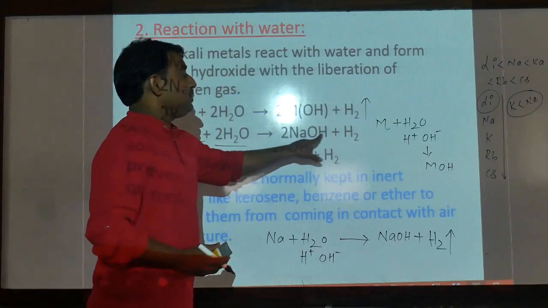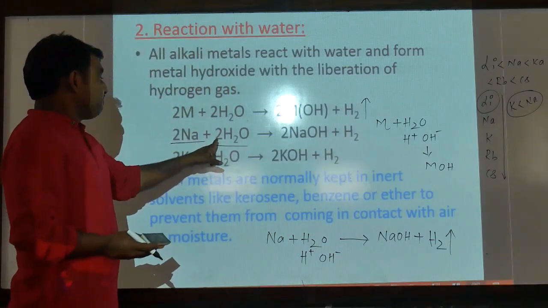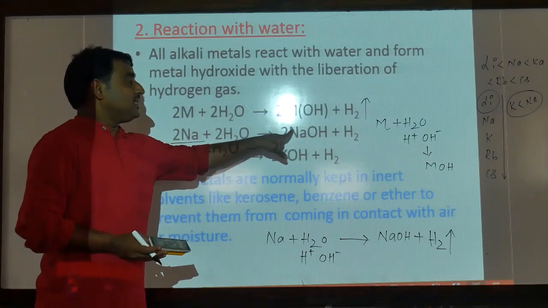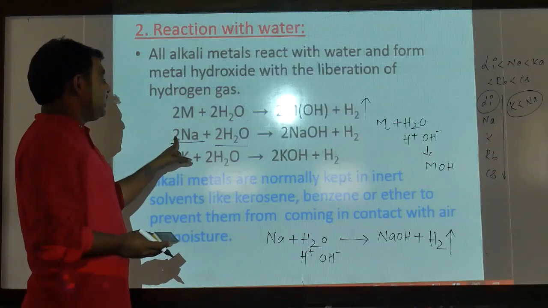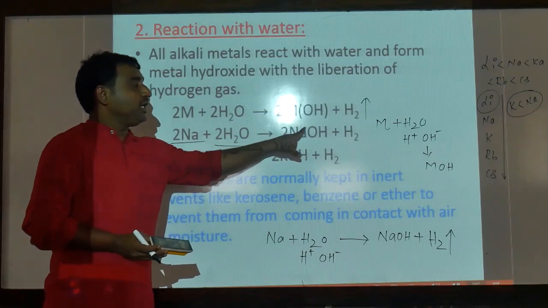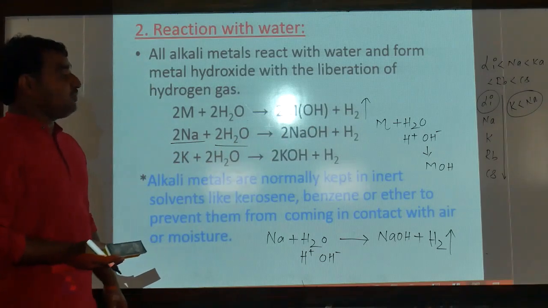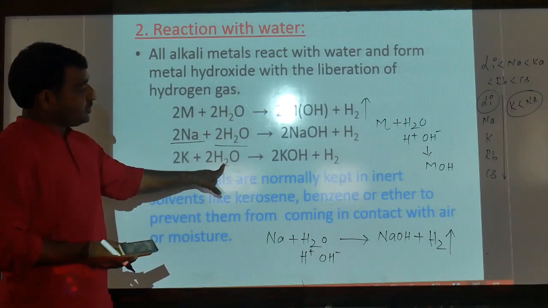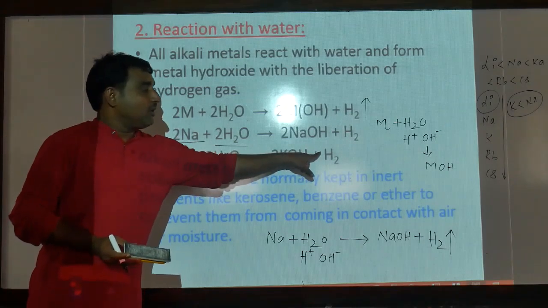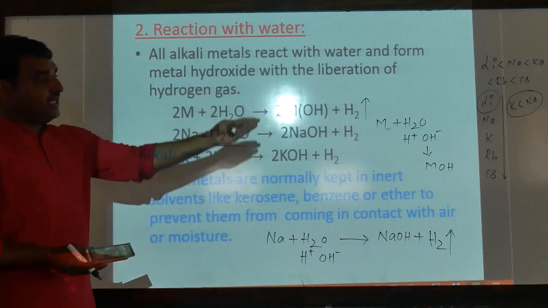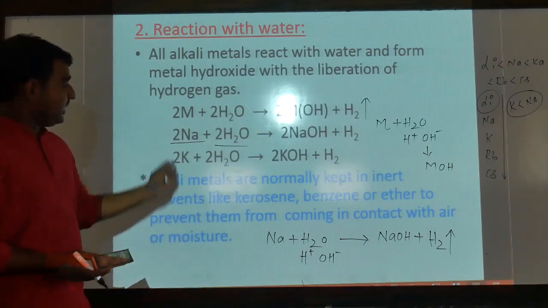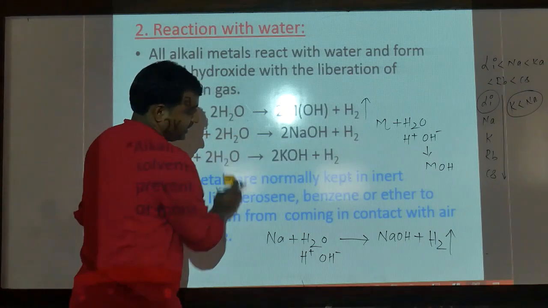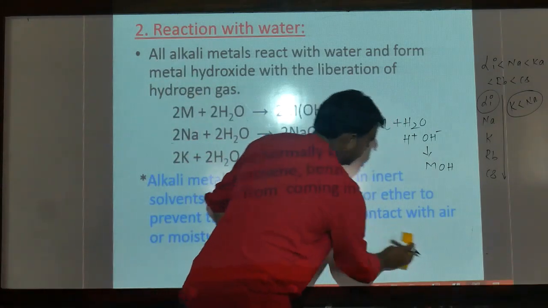So NaOH plus H2. Here you have to balance hydrogen and oxygen with multiplication by 2, so 2 NaOH and H2 gas will be liberated. Same way we have written for potassium. Potassium reacts with H2O, giving potassium hydroxide along with the liberation of H2. You can write rubidium and cesium also, same formula. So H2O reacts with those metals to form the corresponding hydroxides.